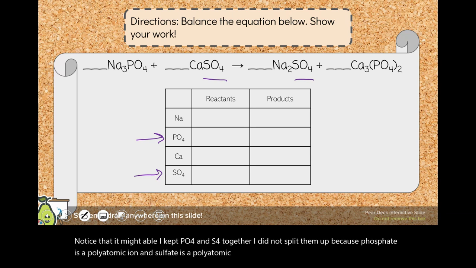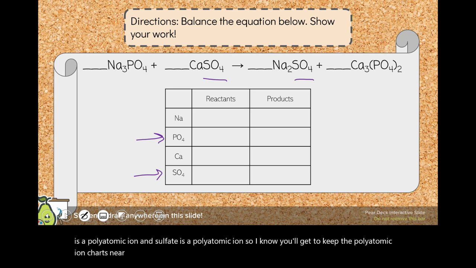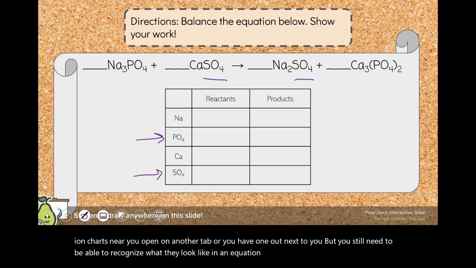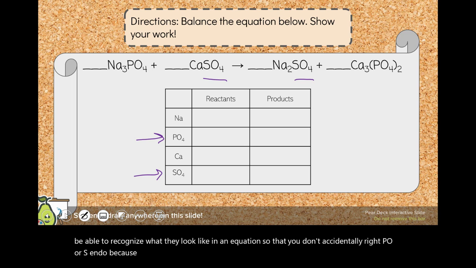So I know y'all get to keep the polyatomic ion charts near you, open on another tab, or you have one out next to you, but you still need to be able to recognize what they look like in an equation so that you don't accidentally write P and O or S and O, because that will make balancing this a lot more complicated. So let's go ahead and count how many we have.